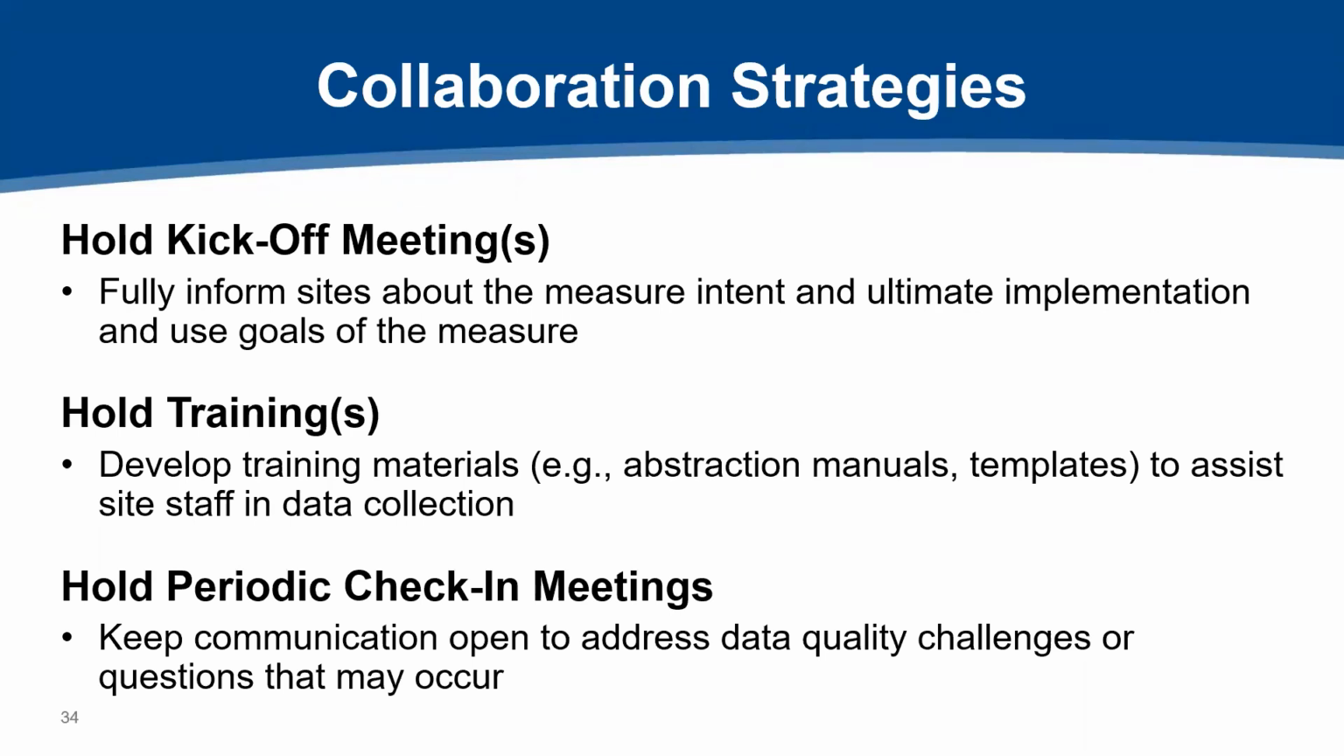such as abstraction manuals, templates, and specification details to assist site staff in data collection. This can even be a step-by-step toolkit that guides each disciplinary team member in their role to ensure successful measure testing. And schedule periodic check-in meetings to keep communication open with sites and address any data quality challenges or questions that arise. A virtual 30-minute coffee break or pulse check once a month is a great way to allow sites to bring up any pressing issues or share progress regularly.